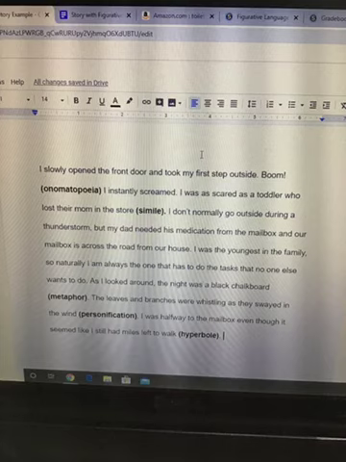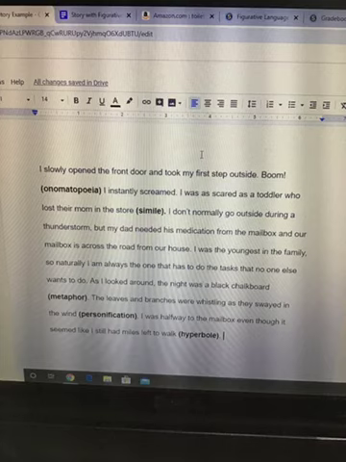Onomatopoeia. I instantly screamed. I was as scared as a toddler who lost their mom in the store. In parentheses, simile. I don't normally go outside during a thunderstorm, but my dad needed his medication from the mailbox, and our mailbox is across the road from our house. Notice how that sentence does not have any figurative language. I was the youngest in the family, so naturally, I am always the one that has to do the task that no one else wants to do. That sentence doesn't have figurative language either.